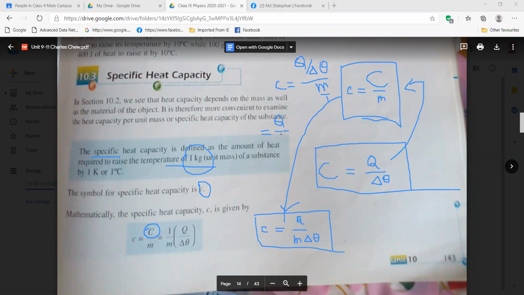Mathematics is the language of physics, right? Yes, sir. So if you are good in maths, you can do better in physics also.